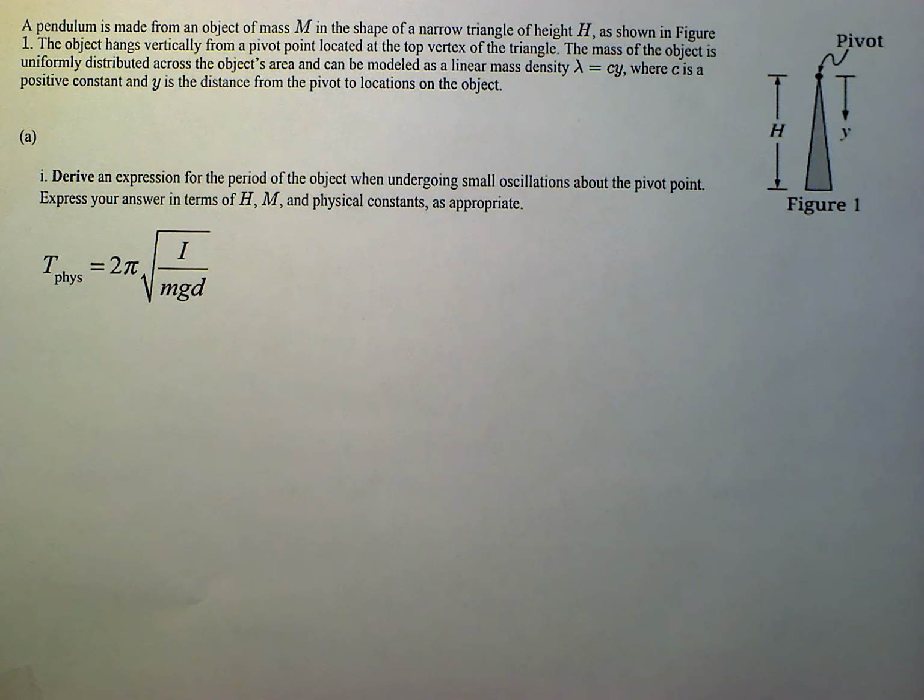We do know the mass is capital M. We know the value of little g, but we are going to have to figure out d. All right, so d is going to be from the pivot point to some point. I'm going to guess the center of mass is maybe around here or something like that. That's going to be our value of d that we're going to have to figure out. So we're going to need to figure out I and the distance to the center of mass point. This is going to involve calculus for both of those things.